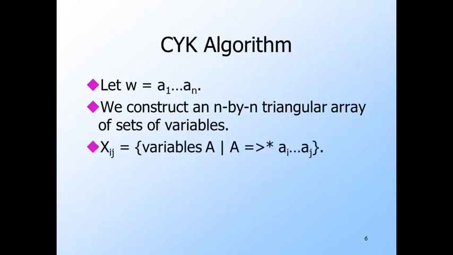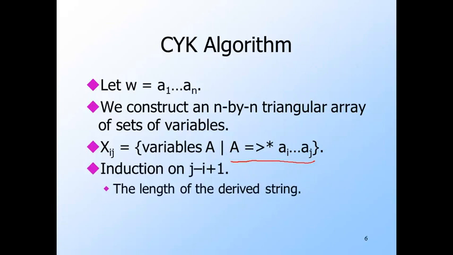The set X sub ij, which will be in position ij, where i is less than or equal to j, is intended to be the set of variables A that derive the substring of the input starting at position i and ending at position j. That is this. We'll use an induction to fill the table. The induction is on the length of the string derived, which is j minus i plus 1.